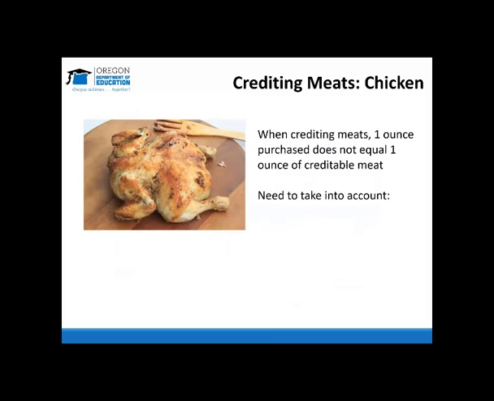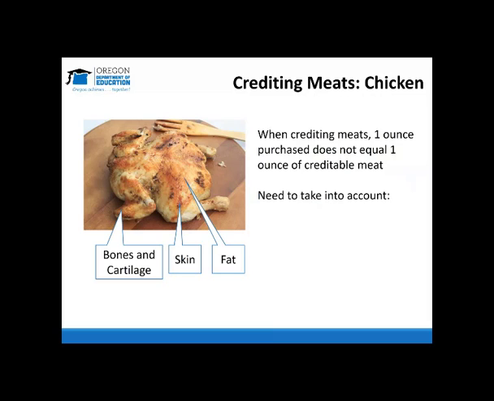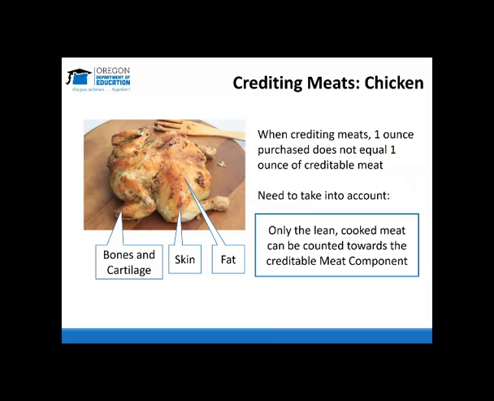So with meat and meat alternate components, you have items like this chicken. With almost all meats, when you credit the meat, 1 ounce will generally not equal 1 ounce of creditable meat unless you're buying completely lean, fully cooked meats. Instead, 1 ounce of meat that is purchased will likely equal less than 1 ounce of creditable meat because you have to take into account the bones and the cartilage, the skin, and also the fat. With non-cooked foods, you also have to account for moisture loss. With the meat component, only the lean cooked meat can be counted towards the creditable meat component.